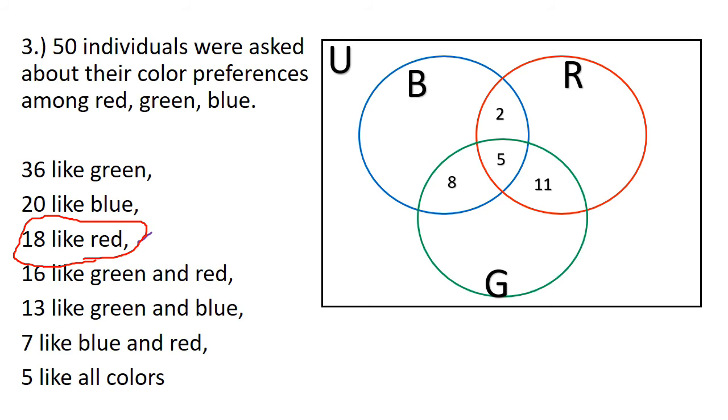So we will proceed to the next. We have here 20 like blue. So this 20 will be subtracted by these values 8, 5, and 2. If we add all of these 3, we'll have 15. Then 20 minus 15, we only have 5. And lastly, we have 36 who like green. If we add these values, 8 plus 5 and 11, and the total will be subtracted from 36, it will have a remaining value of 12.